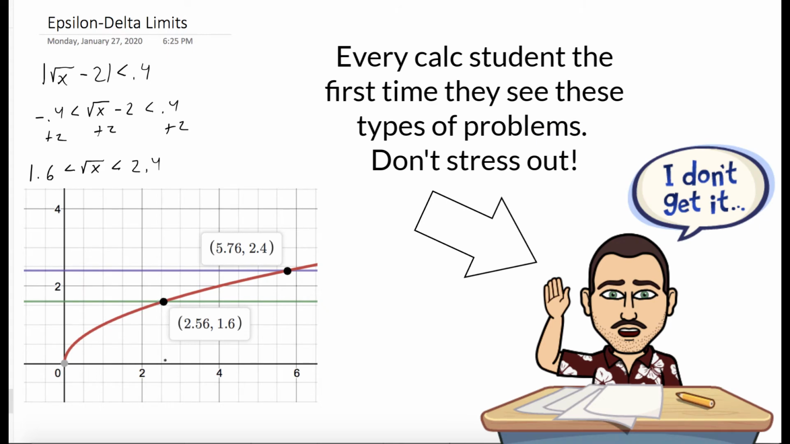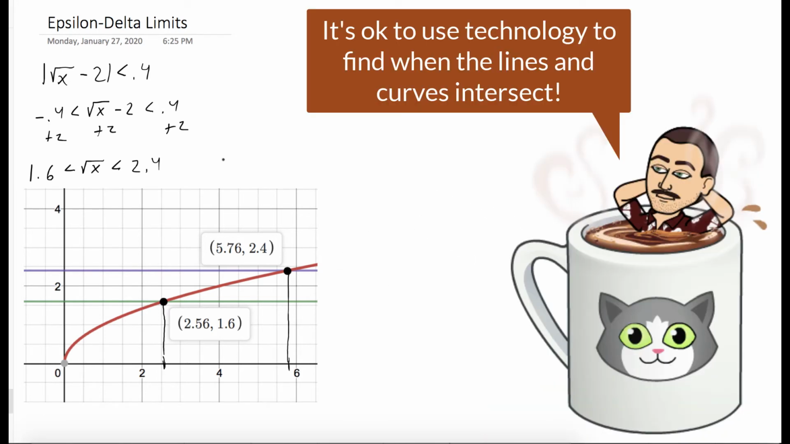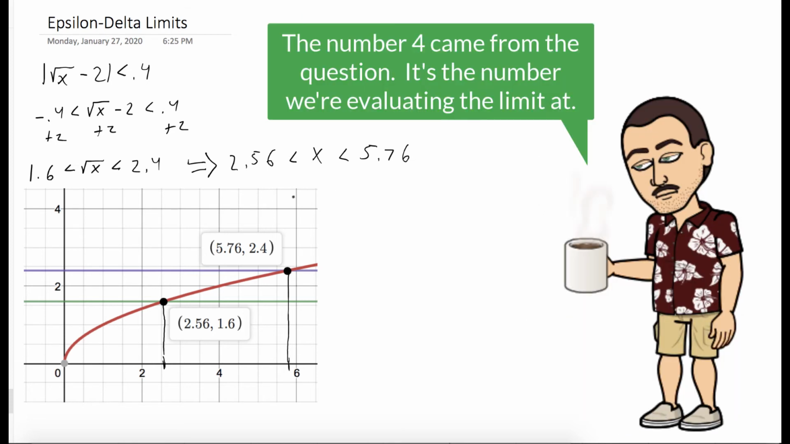And so now I used Desmos to graph the line y equals 1.6, the curve y equals the square root of x, and the line y equals 2.4, and found where the lines and curves intersected. So the green line and the red curve intersect at x equals 2.56, and that's our lower bound. And the purple line and the red curve intersect when x equals 5.76, and that's our upper bound. So we need x to lie between those two values in order for the absolute value of the square root of x minus 2 to be less than 0.4.